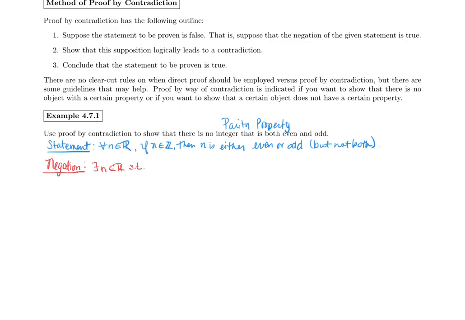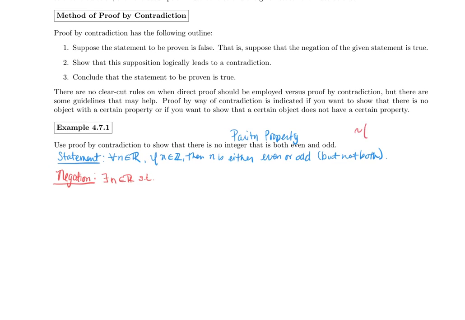And remember that the negation of a conditional, so not if P then Q, is logically equivalent to P and not Q. So here P gets to remain true, so such that n is an integer and not Q. So n is both even and odd. It is both even and odd.